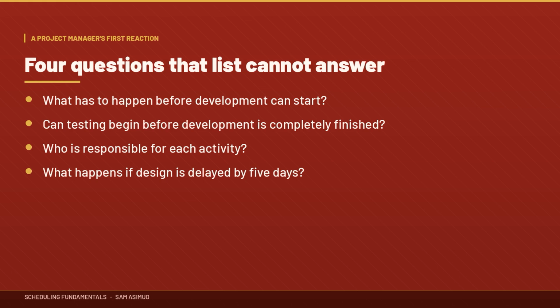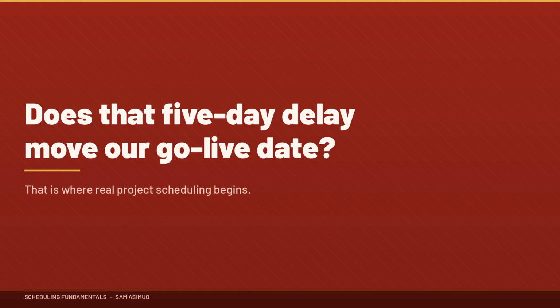But as a project manager, I immediately have questions. What has to happen before development can start? Can testing begin before development is completely finished? Who is responsible for each activity? What happens if design is delayed by 5 days? And most importantly, does that 5-day delay affect our go-live date? That is where real project scheduling begins.